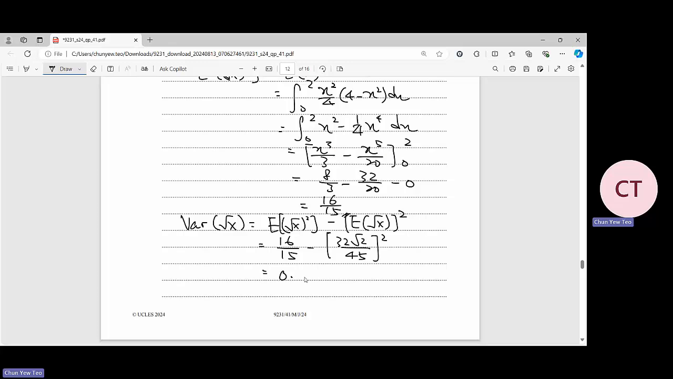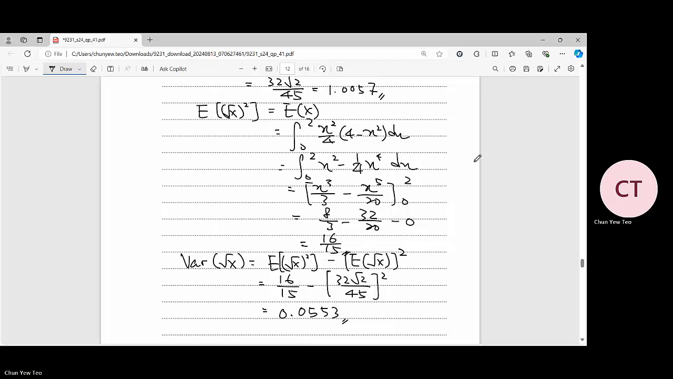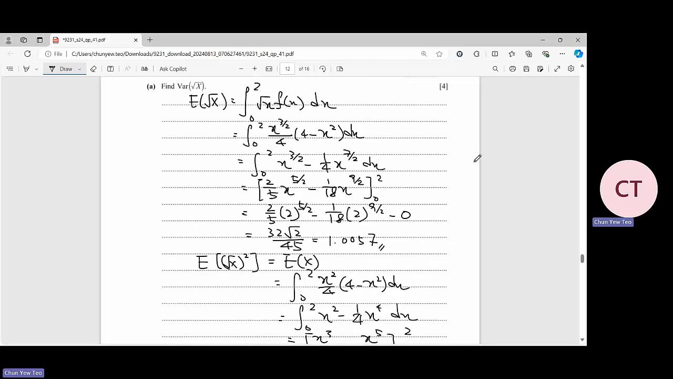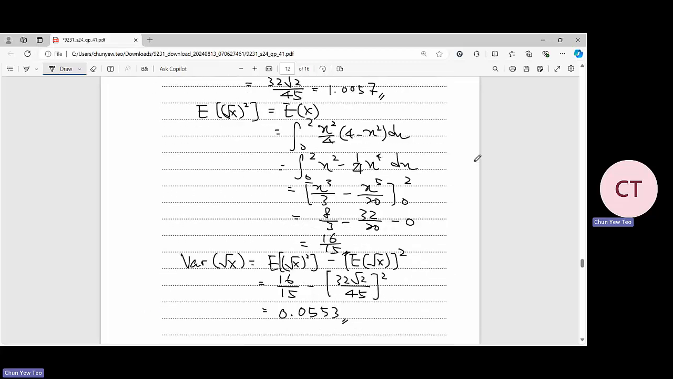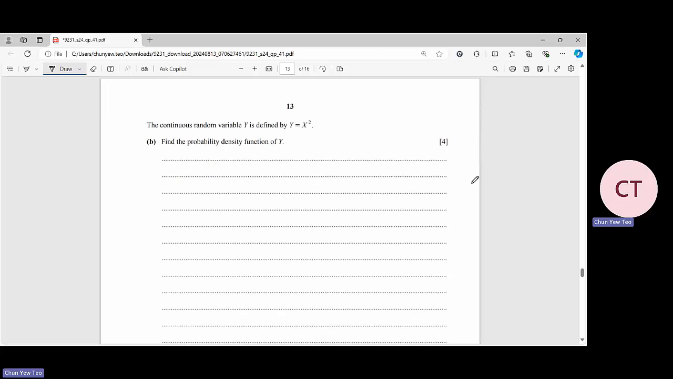The question didn't require us to give the answer in any specific form. So we just leave the answer in decimal. Fraction also can, no problem. So I'll just give you the answer as a decimal, 0.0553. So this is the answer for part A. A bit long for 4 marks, but I don't think we have any shortcut on that. So just move on. Part B.